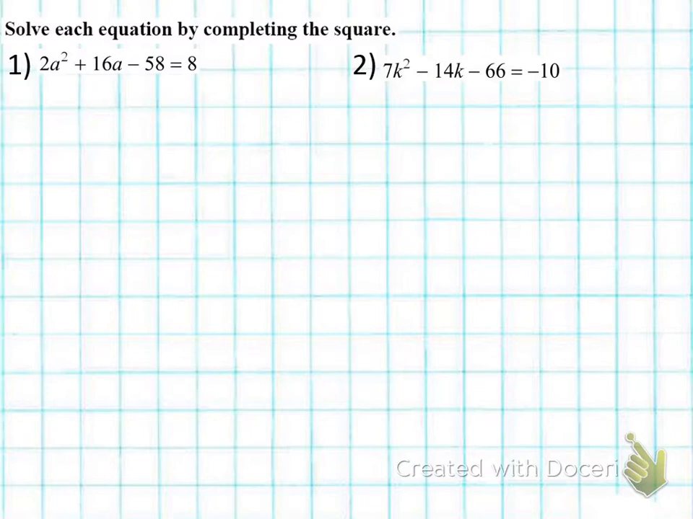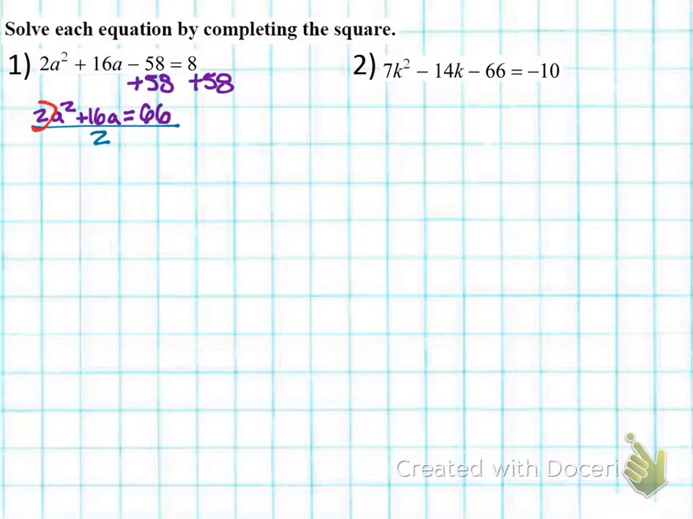So for 1 and 2, starting here, number 1, I want to start by adding 58 to both sides. Okay, so I move the constants to the right, then I'm going to rewrite this just to keep it neat. So I have 2a squared plus 16a equals 66. And then I need to divide this entire equation by 2. So this is the step 2 part that I'm now doing, okay?